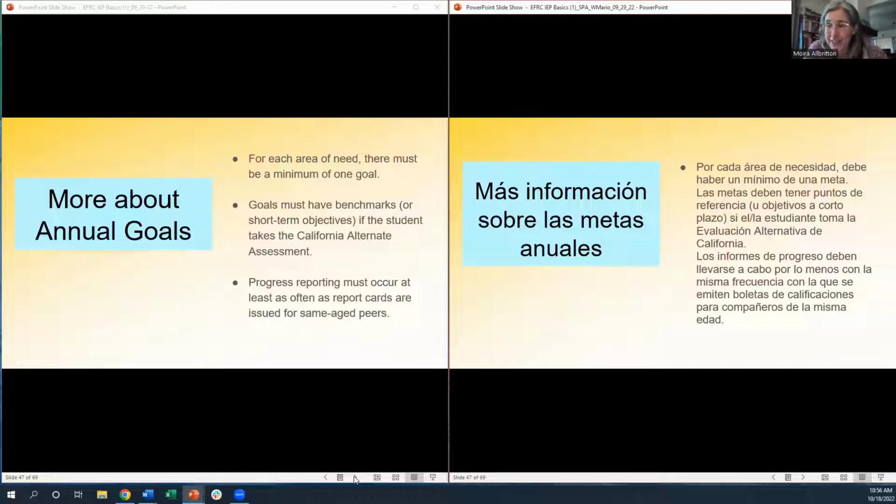For all students that have an IEP, progress reporting does need to happen at least as often as report cards or progress reports are issued for their same age peers.